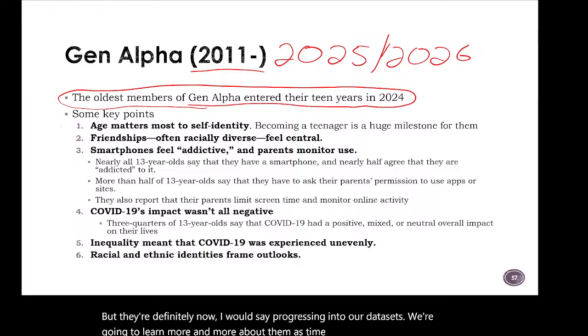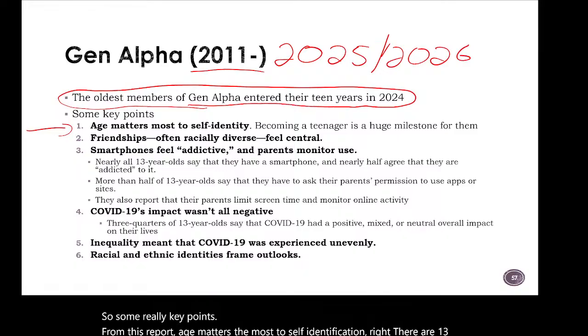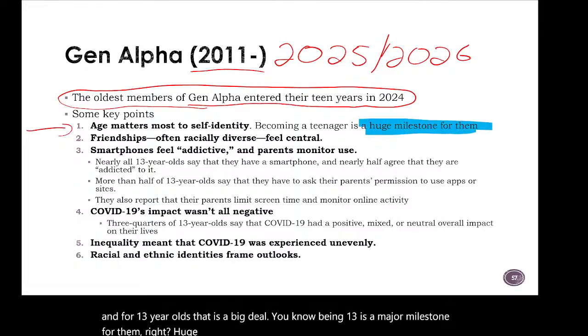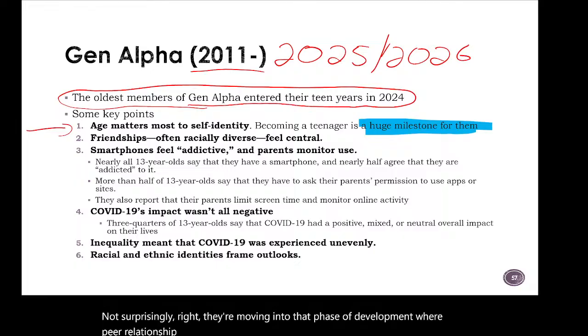Okay, so some really key points from this report. Age matters the most to self-identification. They're 13, and for 13-year-olds, that is a big deal. Being 13 is a major milestone for them, a huge milestone, becoming an adolescent. Not surprisingly, they're moving into that phase of development where peer relationships start to be more important to them than adult relationships, especially relationships with their parents.